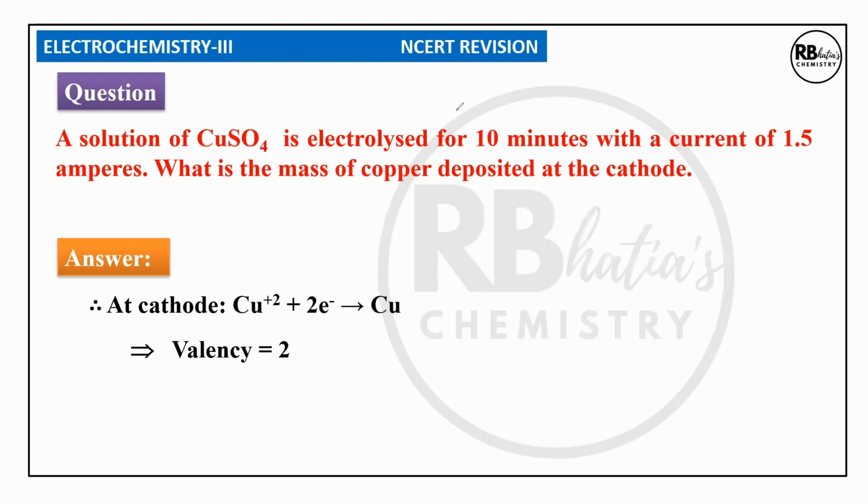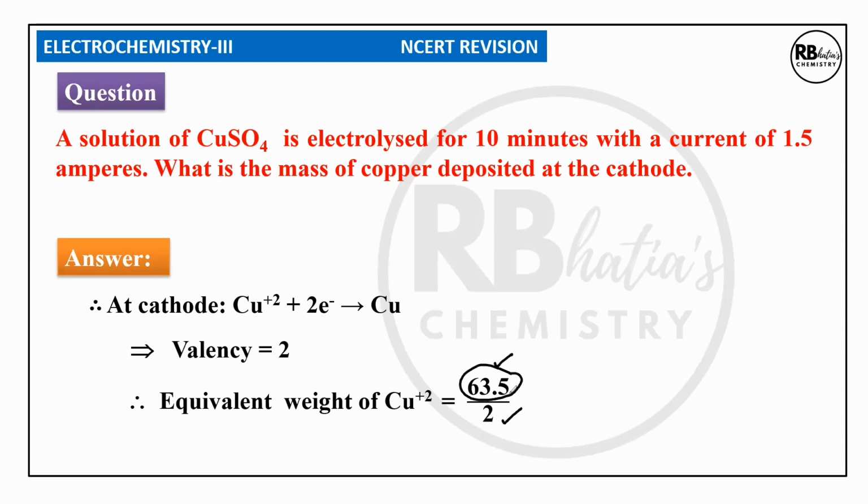So let us observe. Valency is 2. N factor is 2 because 2 electrons are being exchanged. So equivalent weight of copper ion is 63.5 upon 2. This is the atomic weight of copper. This is the N factor. Why N factor is 2? Because 2 electrons are being exchanged during this process.